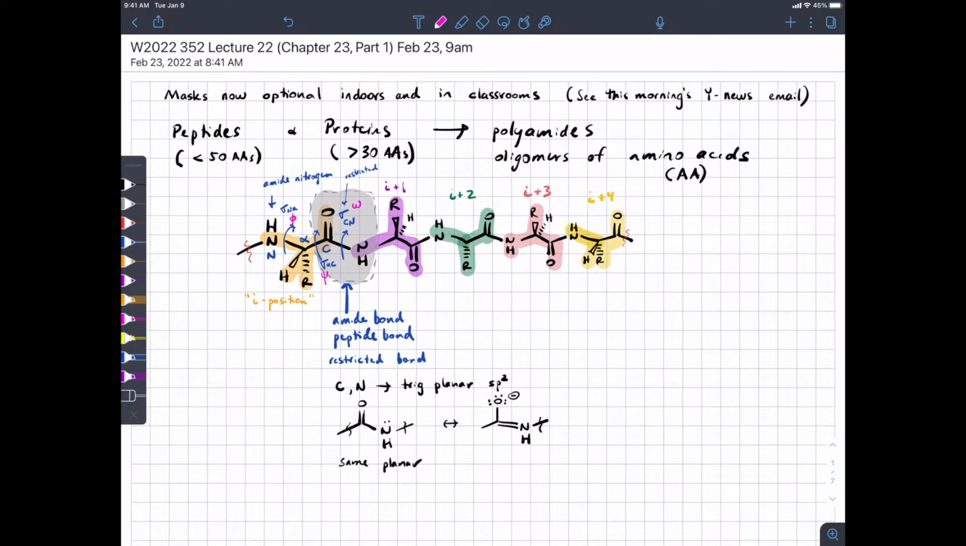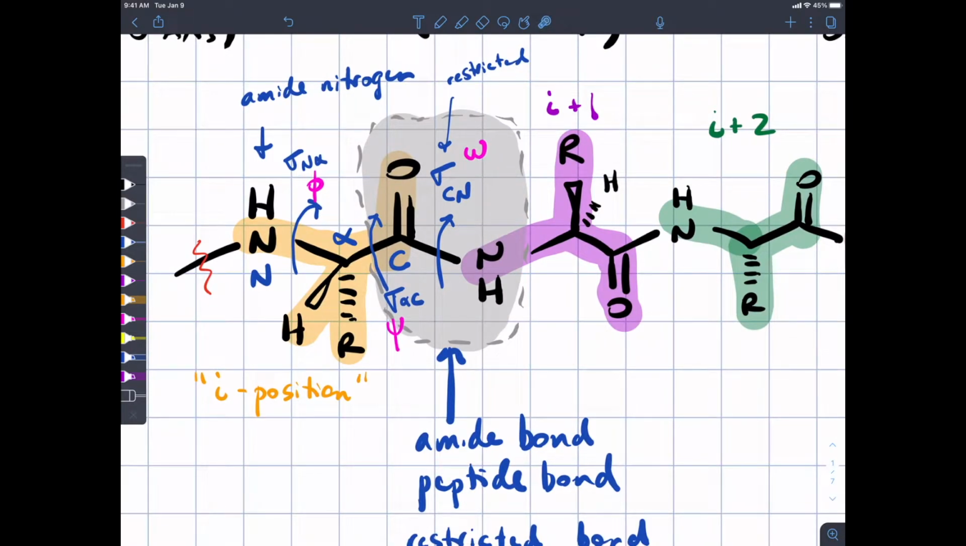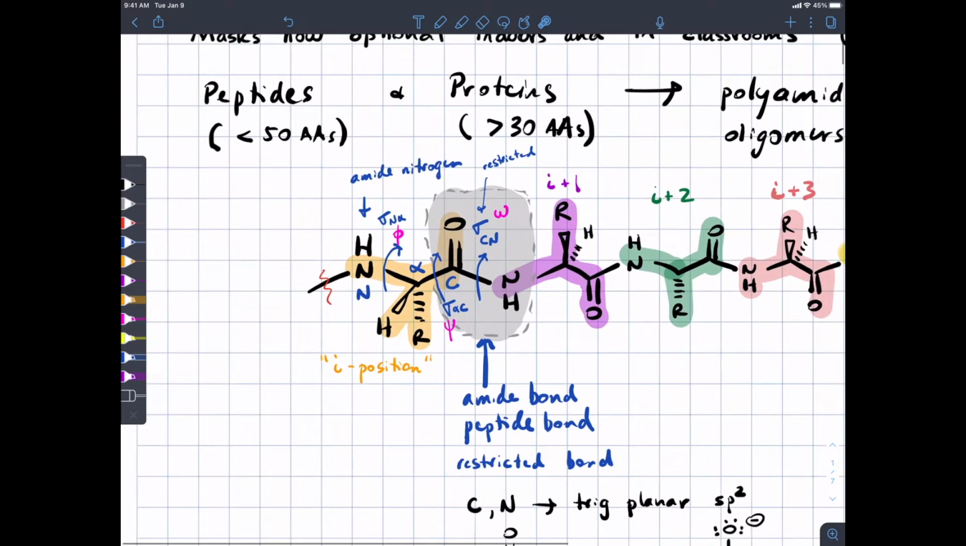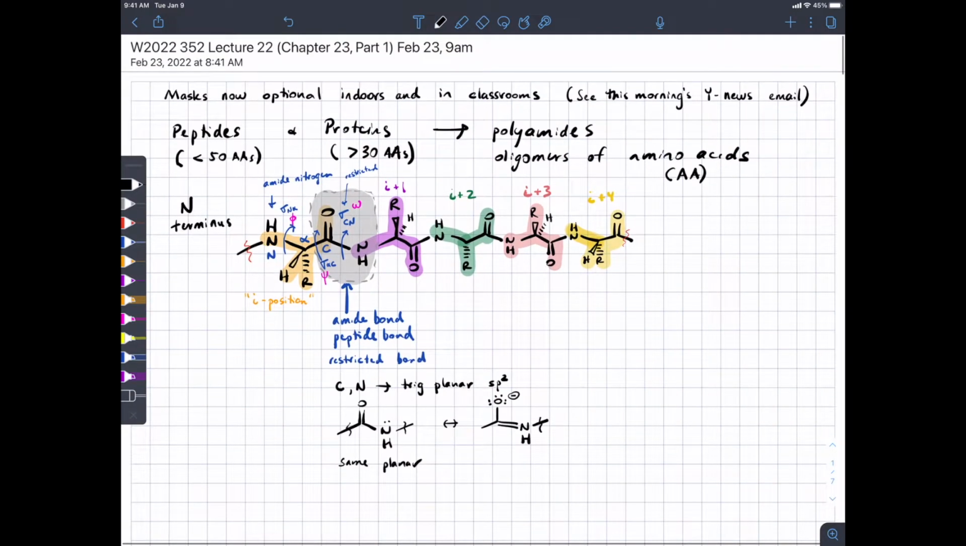One other thing is that peptides have directionality. Notice that the backbone of the peptide goes from nitrogen, alpha carbon, carbonyl carbon, and again, nitrogen, alpha carbon, carbonyl carbon, and so on. So one end of the peptide is different from the other. We will call this end of the peptide where the nitrogen is the N terminus, and we will call this end of the peptide the C terminus.